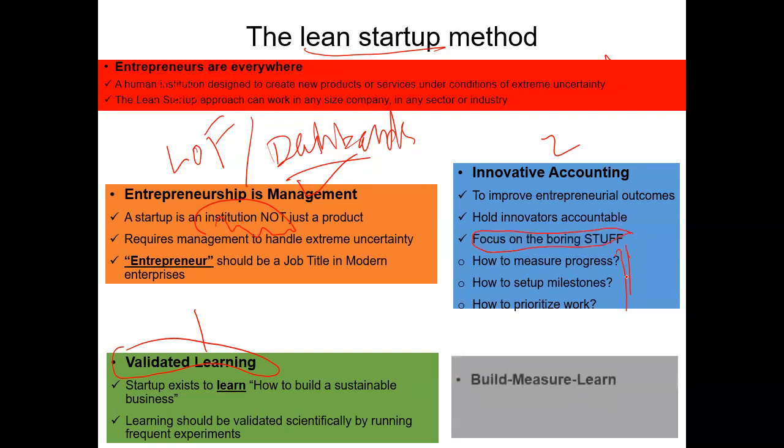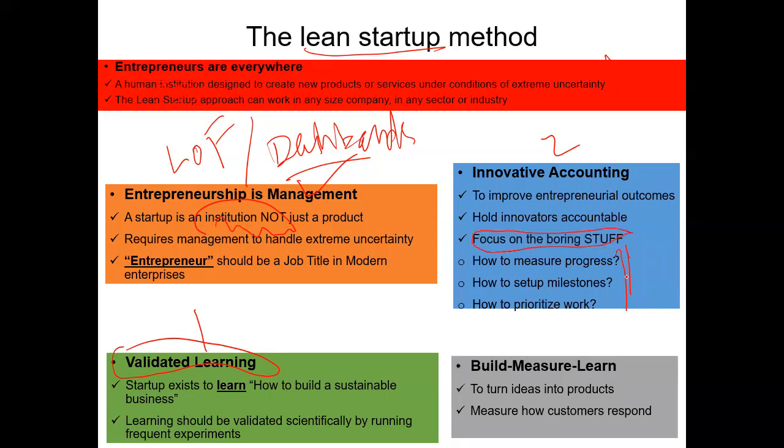And then there is BML, the build-measure-learn loop. This loop shall be used to turn the ideas into products, and measure how customers respond if you make a change to the product, if you pivot the product, if you have a zoom-in pivot or a zoom-out pivot or a customer pivot or a technology pivot, anything that you have done, how did the customer respond to the change that you have brought to your particular product?